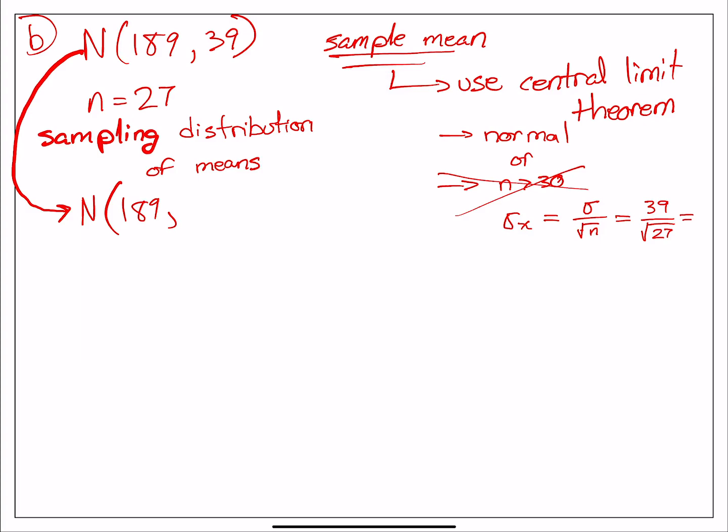What do we get when we do 39 divided by the square root of 27? So I need to put it down here probably. I won't have space. 39 divided by the square root of 27 equals 7.51. So this is the new value that we're working with for standard deviation, 7.51. Right? That's our new value for our standard deviation.